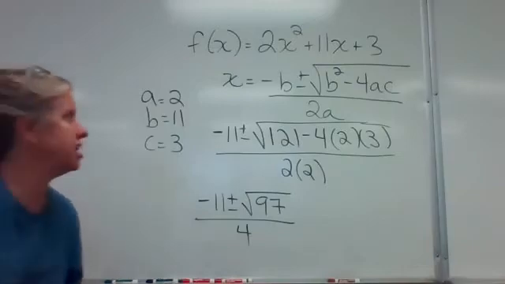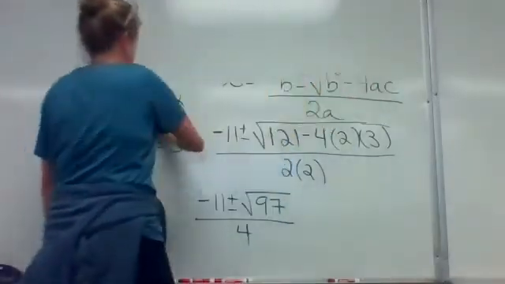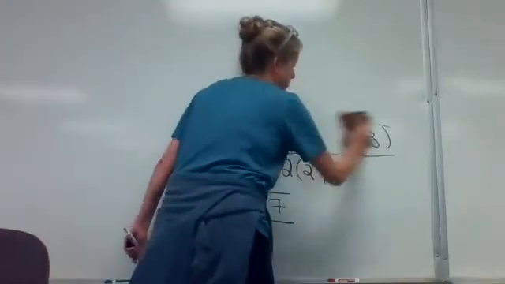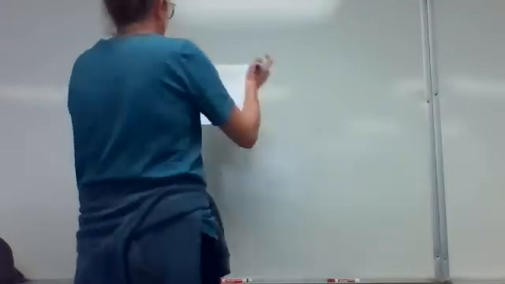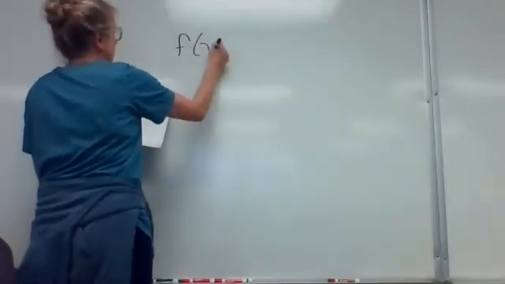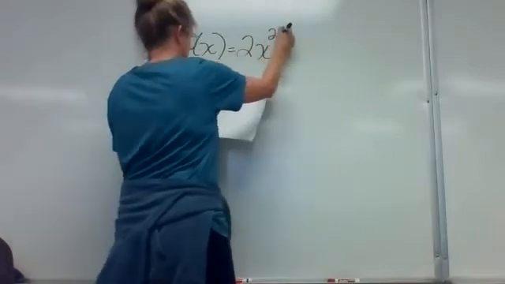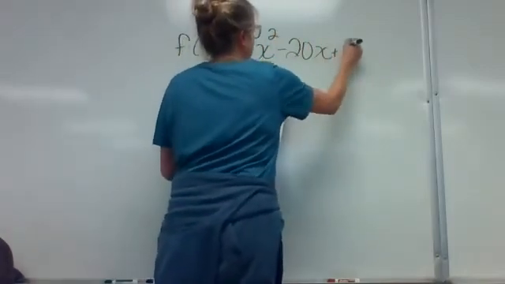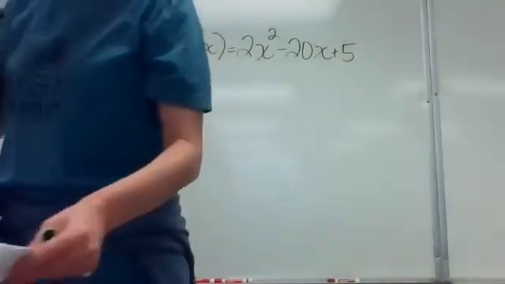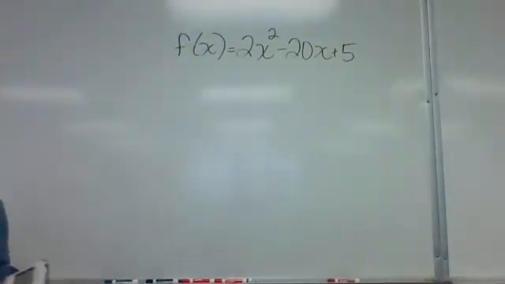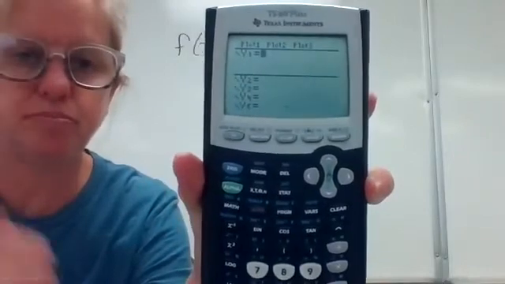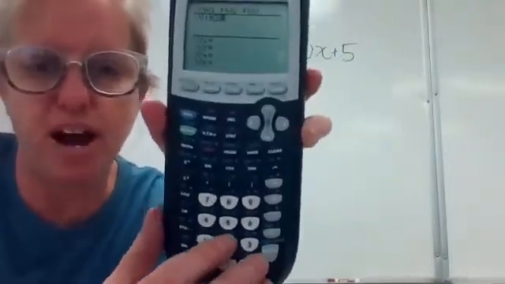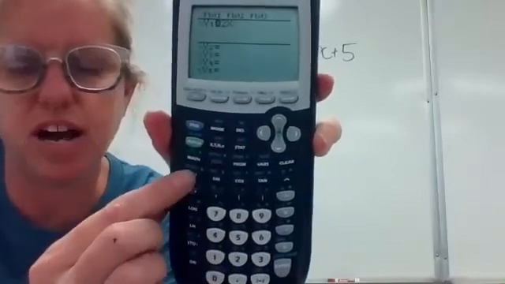All right, number 14, finding the vertex of a parabola. So f of x equals 2x squared minus 20x plus 5. Okay, I'm going to do it 2 ways. I'm going to put it in my y equals. So just go to y equals and clear it out again. Let's type it in, 2x squared. So 2x, then hit your x squared button.